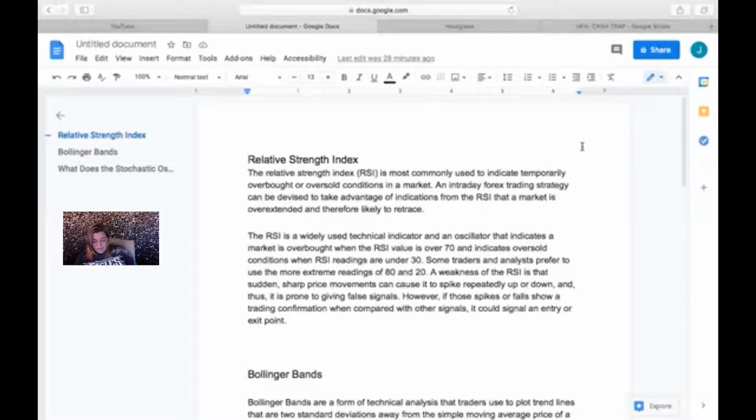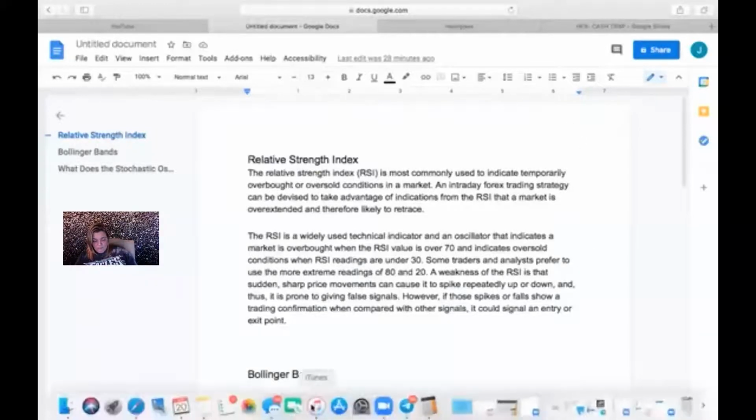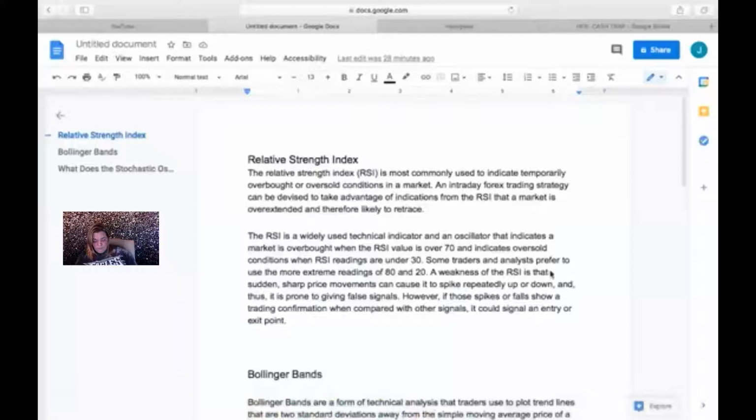It will only give you a clue. Drop a 2 in the chat if you understand everything that I just said. This will not win you the trade. It will only give you a clue of what's happening in the market. So for those of you depending strictly on RSI, don't do that, all right?